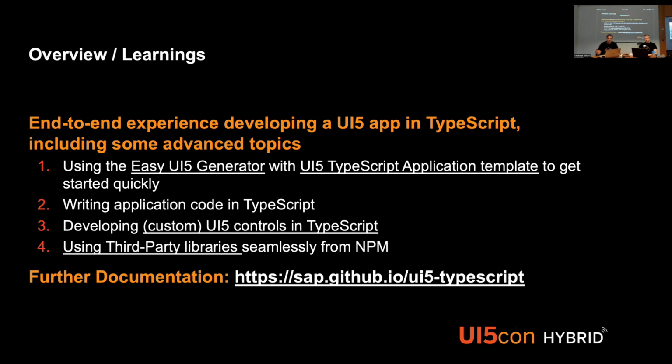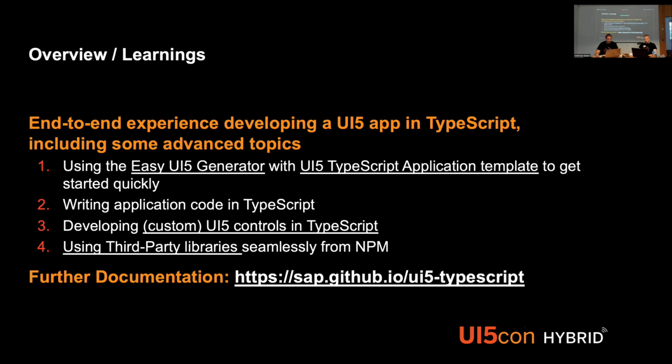But we will use the easy UI5 generator to get started with the application that is being created. We then write the code for the application completely in TypeScript, for sure. And we will also develop custom controls, because this is also possible now with TypeScript. I missed that part in the keynote, but this will definitely be part of that session, and you will see how well that works. And we will also see live in that session how you can consume third-party libraries, in this case the Chart.js library, to add some value on top of a UI5 app.